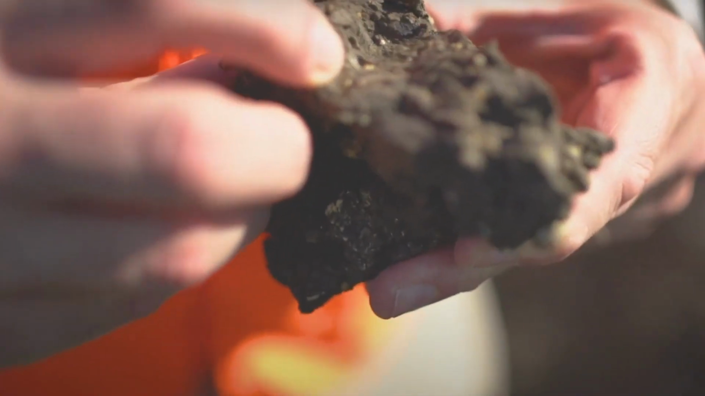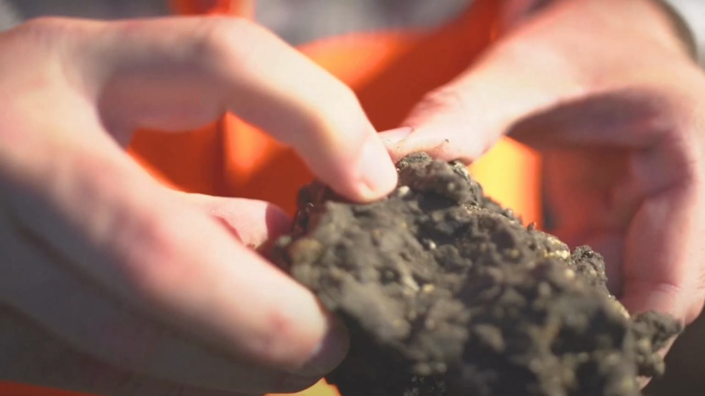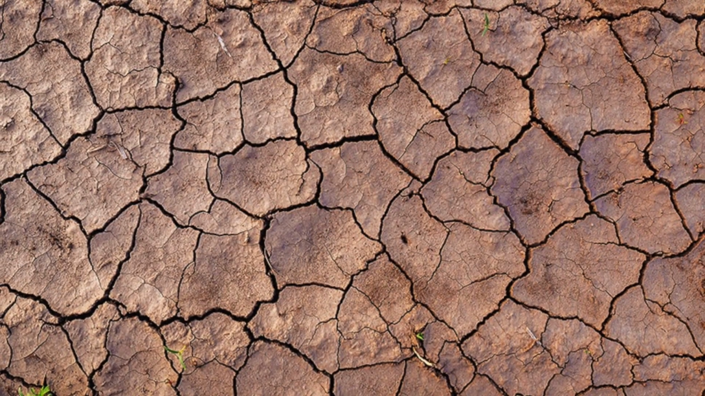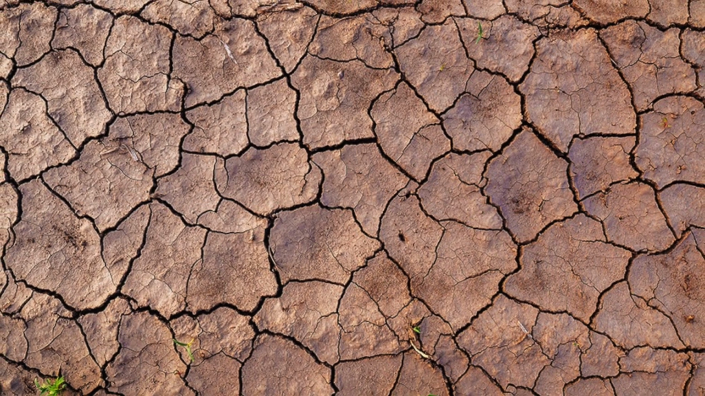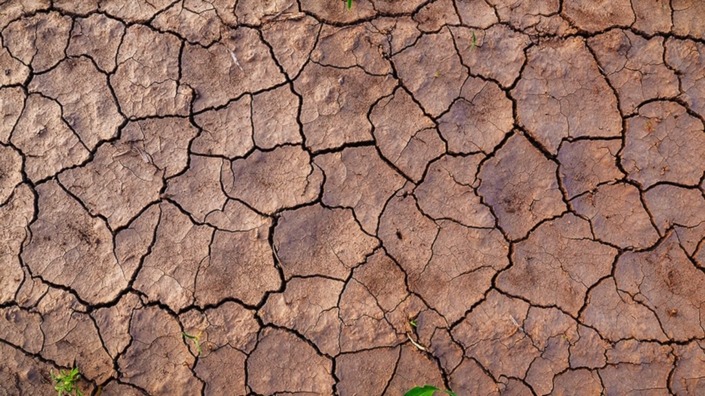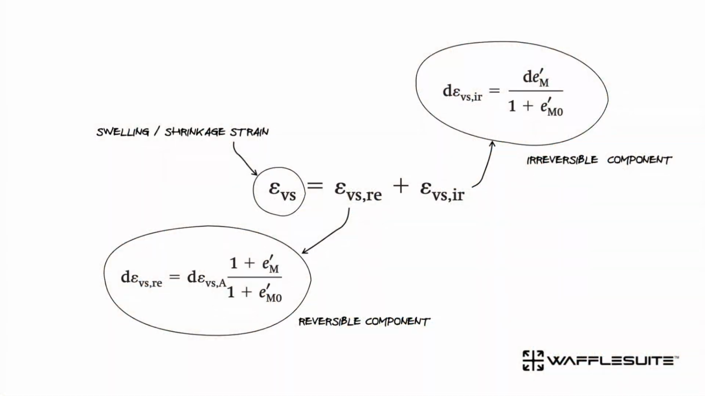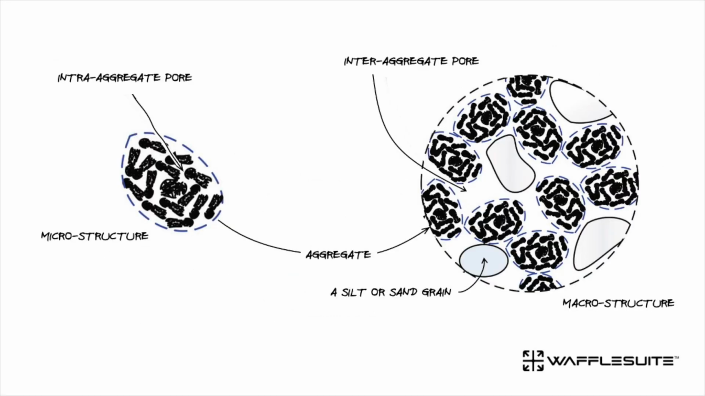Expansive or reactive soils are clays prone to significant volume changes with the addition or removal of water. If you happen to see soil with deep cracks during drier seasons, you were likely watching a reactive soil. The volumetric strain, due to the effect of wetting and drying, can be decomposed into a reversible and an irreversible component. Expansive clays have two distinct structure levels, a microstructure level and a macrostructure level.